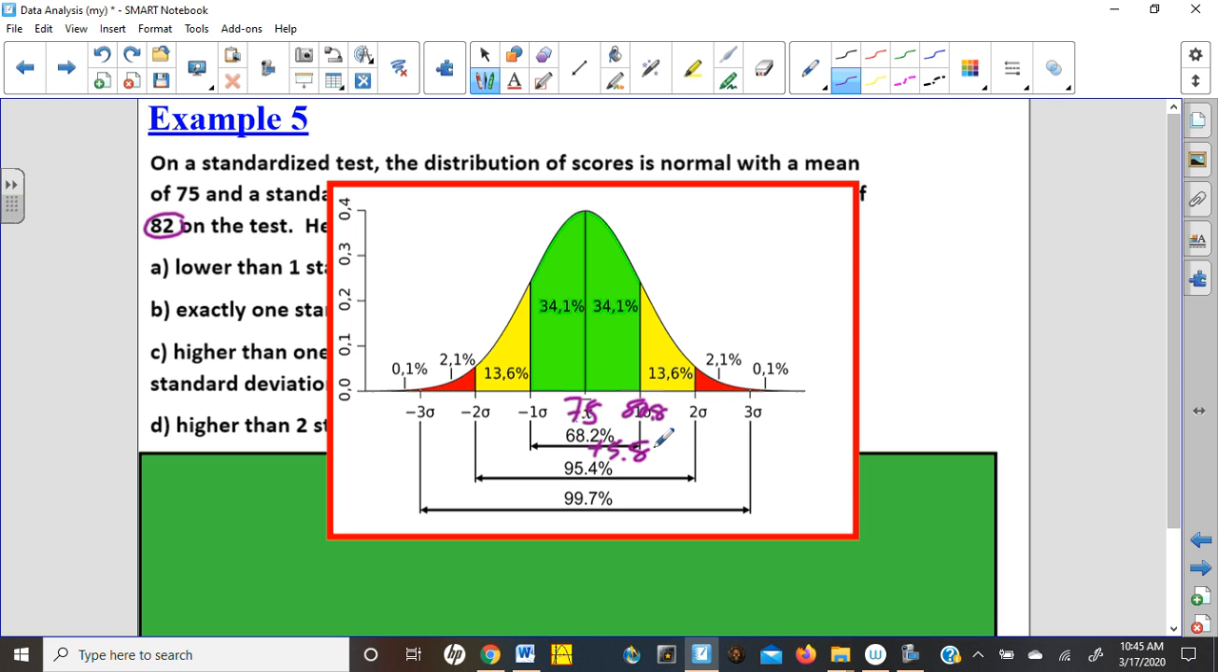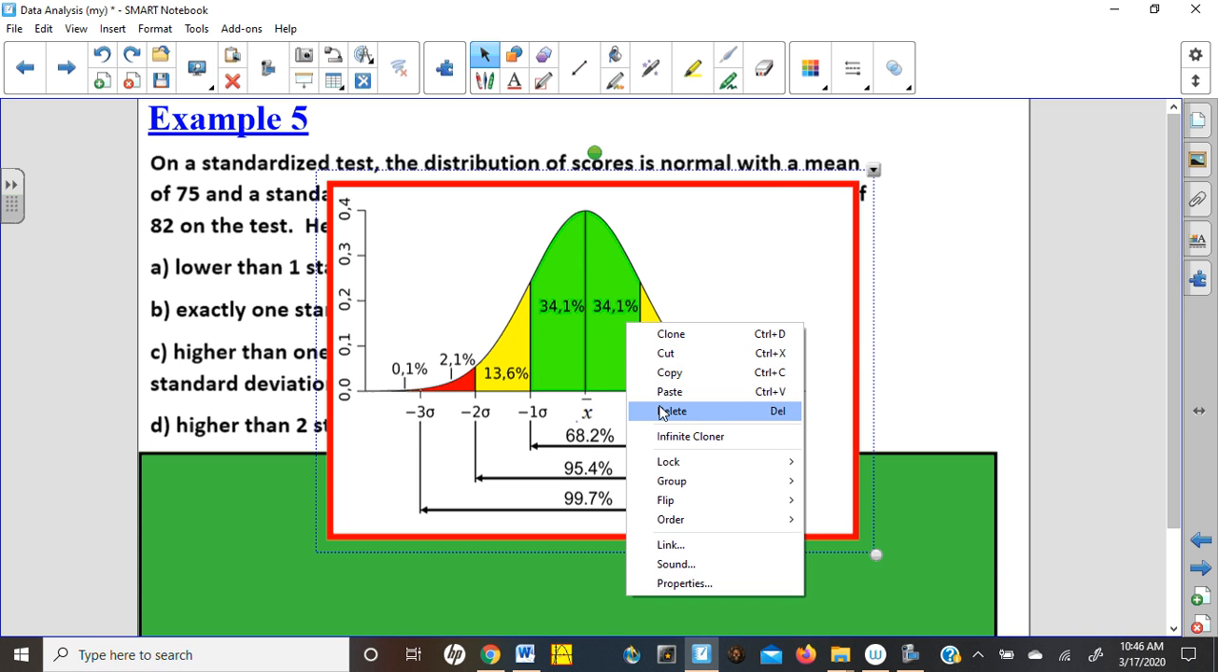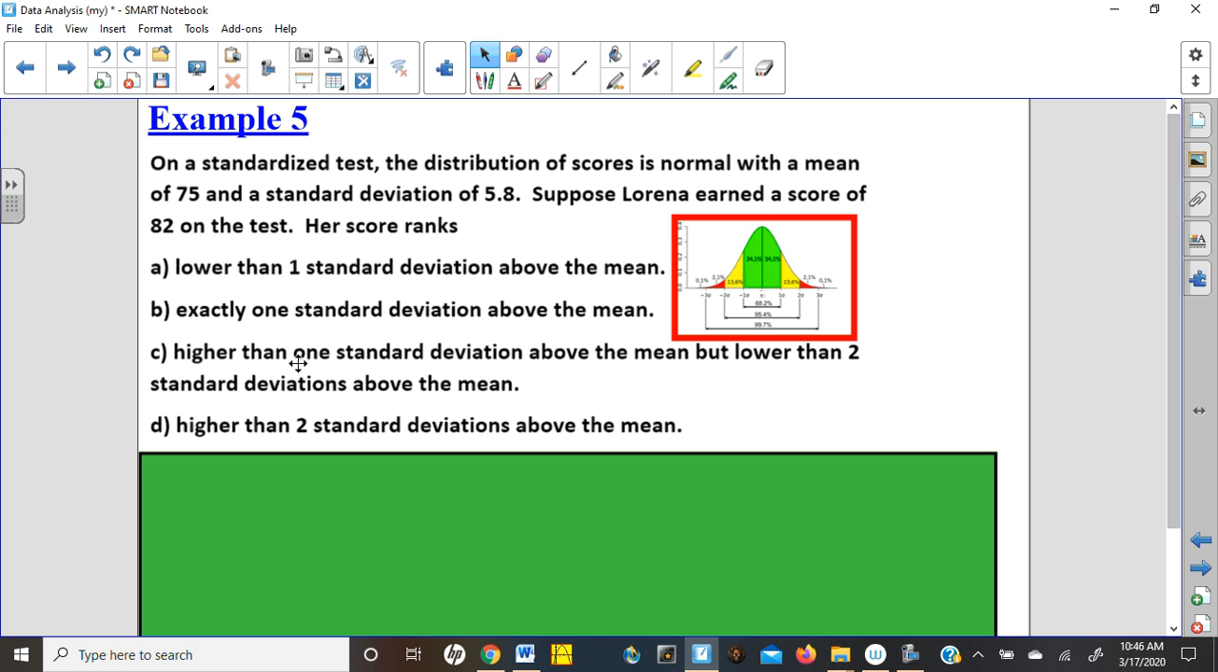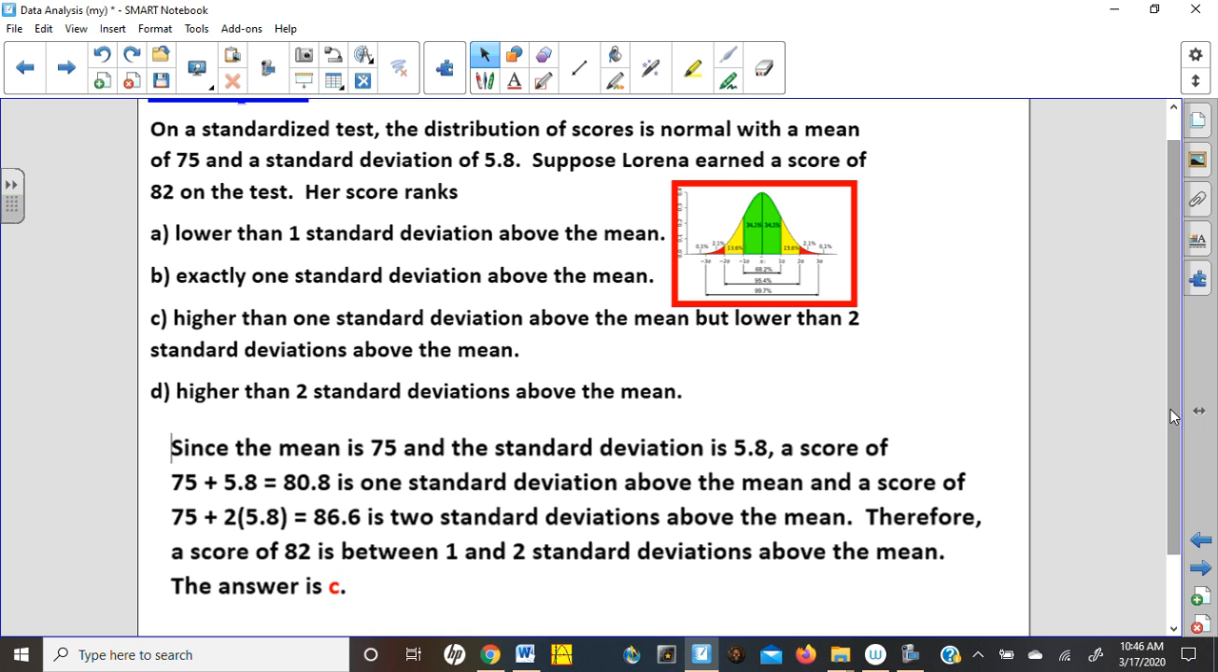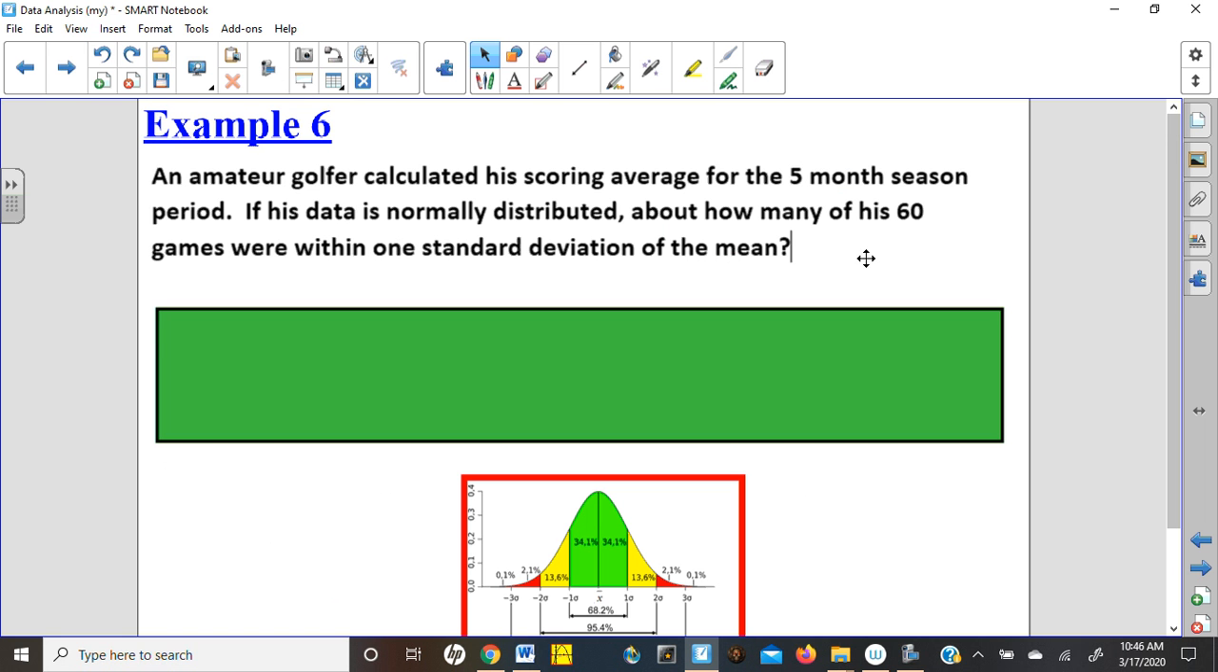If I added another 5.8, another standard deviation, 2 standard deviations out would be 86.6. So she was below that. So I think she's in this area. Pretty good job. But between 1 and 2 standard deviations is where she is going to fall. And based on the answers, I think C was the one that said more than 1 but less than 2. And sure enough, that's what we got. Answer C.